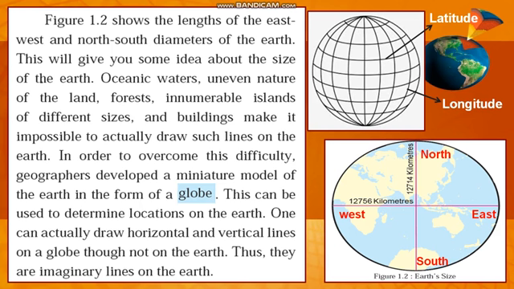Also, we can get an idea about the Earth's size, that is, the Earth's east to west diameter is 12,756 km and the Earth's north to south diameter is 12,714 km.